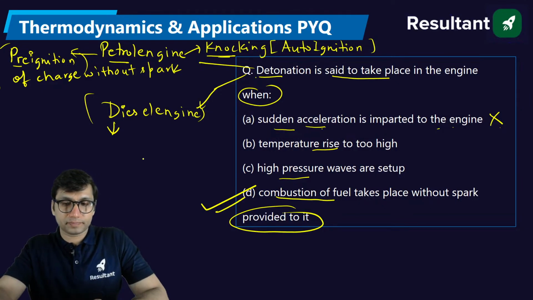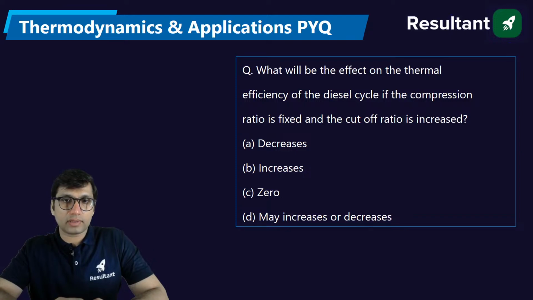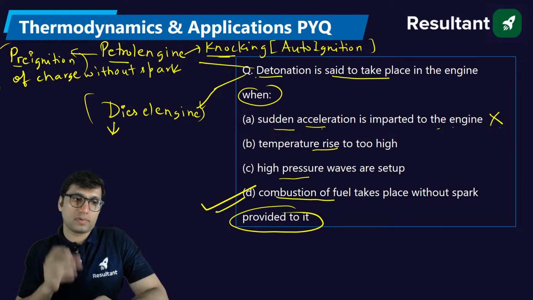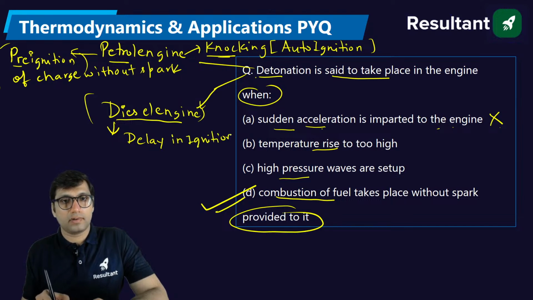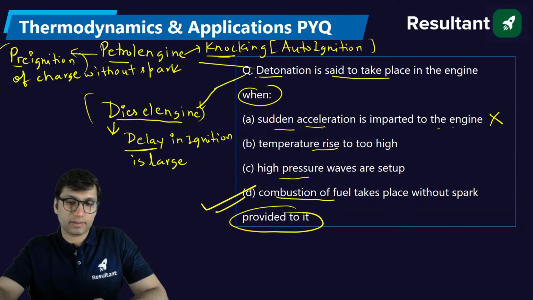Okay, what will be the effect on thermal efficiency of the diesel cycle, and what is the reason for diesel engine detonation? The reason is that the delay in ignition of the charge is large. Too much delay in the ignition is what causes the detonation in the diesel engine.